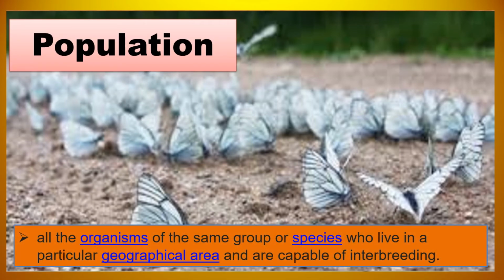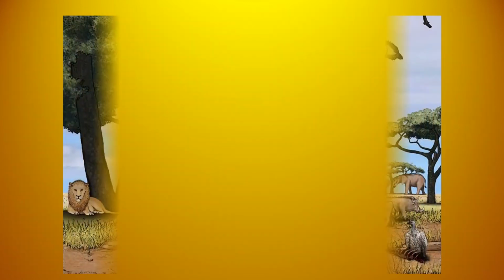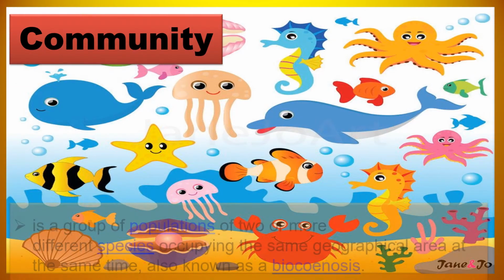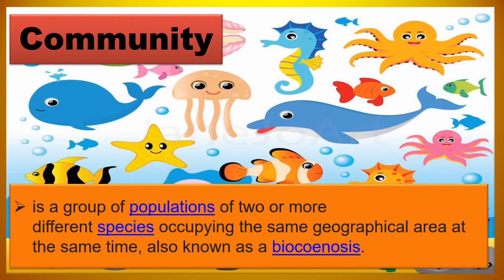Population refers to all the organisms of the same group or species who live in a particular geographical area and are capable of interbreeding. The next level is the community. A community is a group of populations of 2 or more different species occupying the same geographical area at the same time. It is also known as biocenosis.